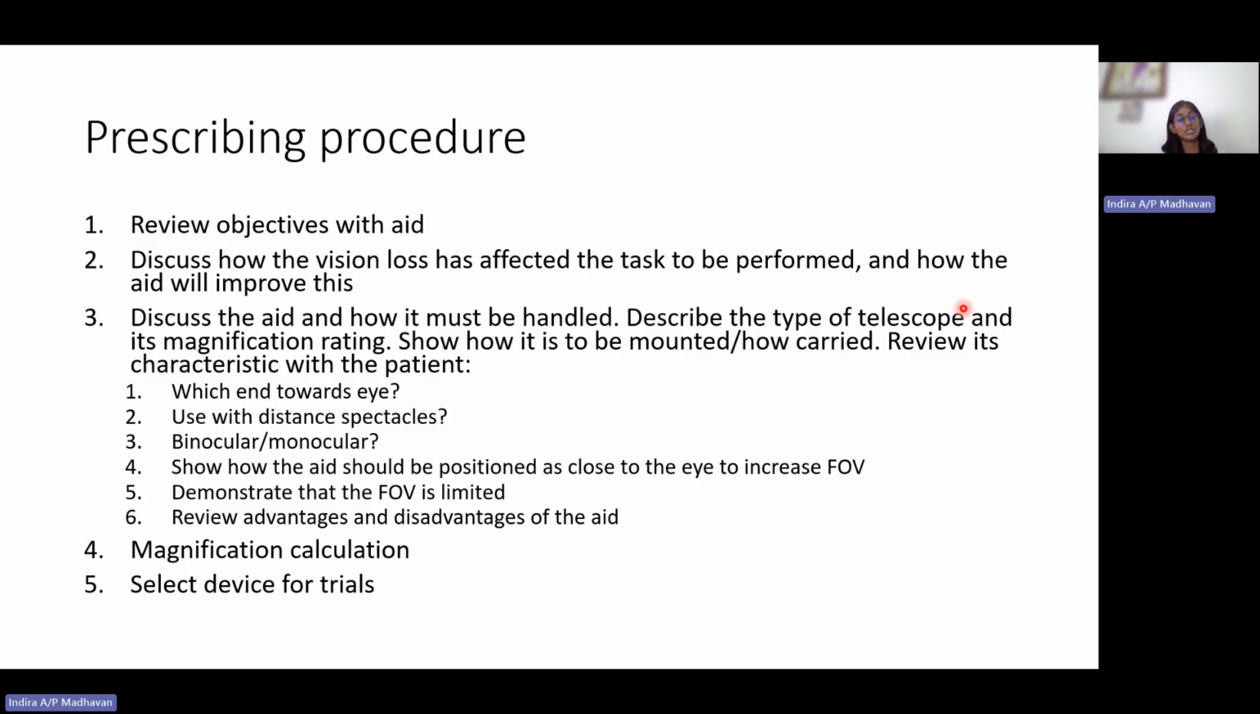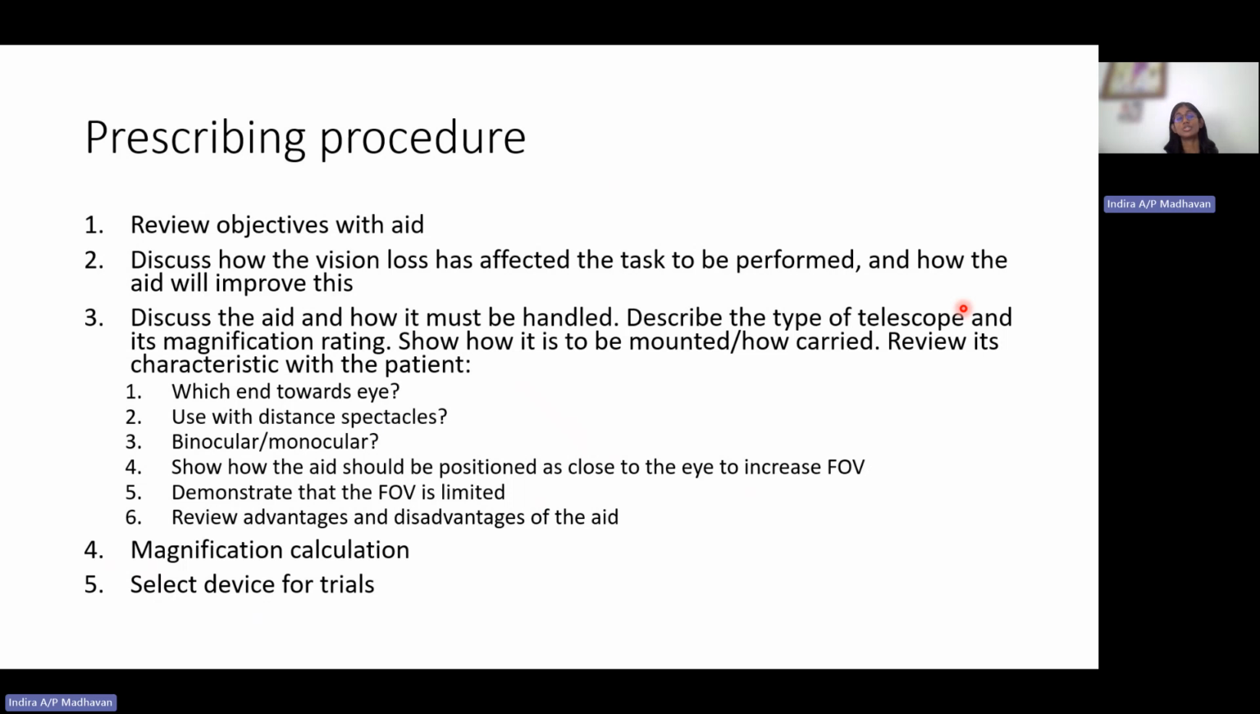Something very new, and the patient has to understand many things about this telescope before we start introducing the device to them or let them try. A lot of things need to be explained, and it is crucial to explain to the patient so that they understand what's happening to them. So number one is review objectives with the aid. Reviewing the objectives with the aid means telling the patient that you came in with this complaint that you cannot look at the blackboard in the classroom.